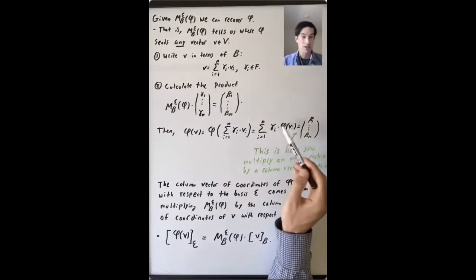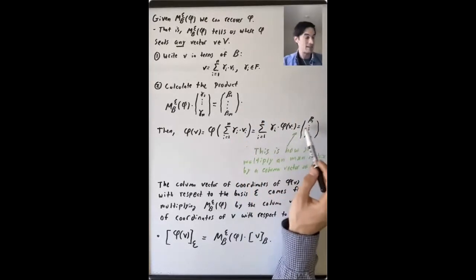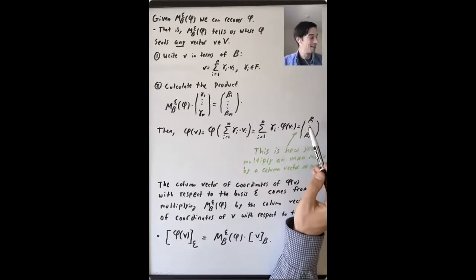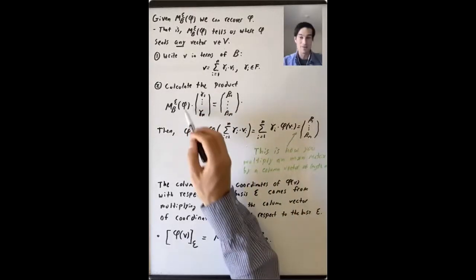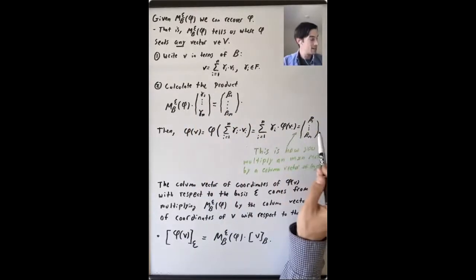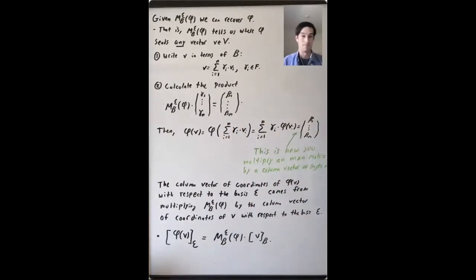So this expression here is the product on the right side expressed as a linear combination of elements of the basis E. So what's going on here is that the equality is saying that the product of these matrices, this is how you multiply an m by n matrix by a column vector of length n. Okay, so what does all of this mean?